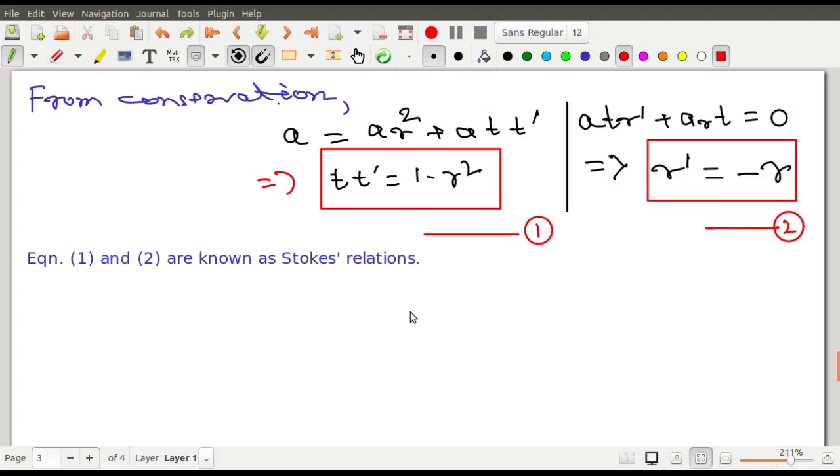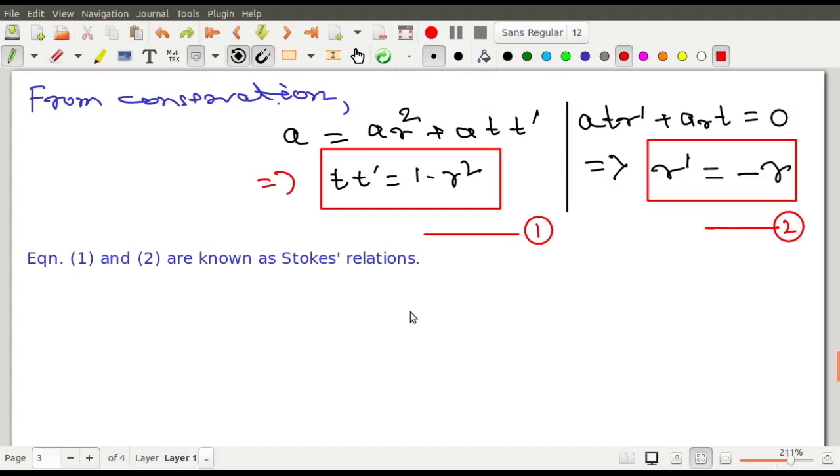Lloyd's mirror is an experiment, so there must be some underlying theory behind it. There should be some theoretical calculations which show that really when light is reflected by the denser medium there is a phase change of pi. So there should be a theoretical understanding. Who tried? Stokes. But what did Stokes get? Stokes says that the pi change can occur at any time, rarer to denser, denser to rarer, or both.